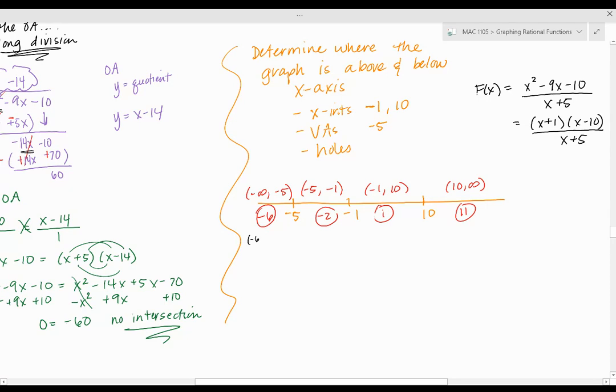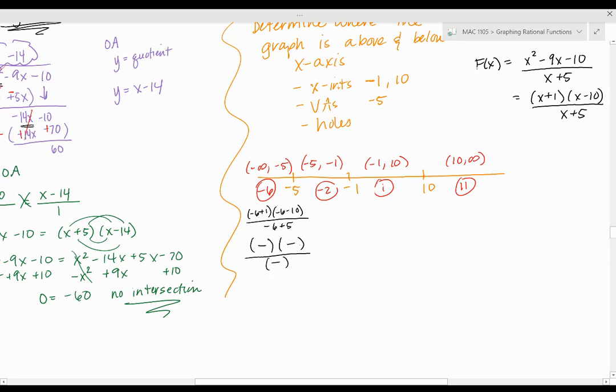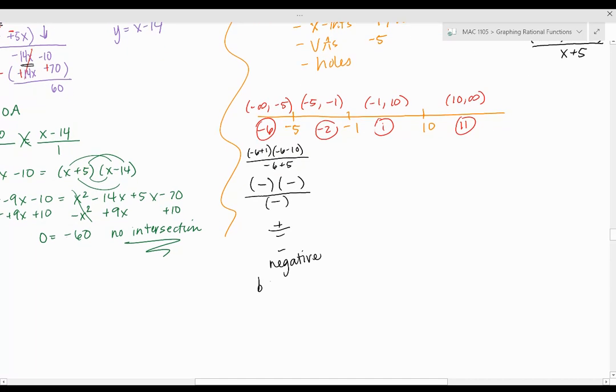So -6 plus 1, -6 minus 10, -6 plus 5. All right, so I don't particularly care what the number is. I'm just interested in the sign. So -6 plus 1, that's a negative. That's going to be a negative. And this is negative. So a negative over a negative is negative times a negative is positive over a negative, which would be negative. All right, and since it's negative, that means I'm going to be below the x-axis.